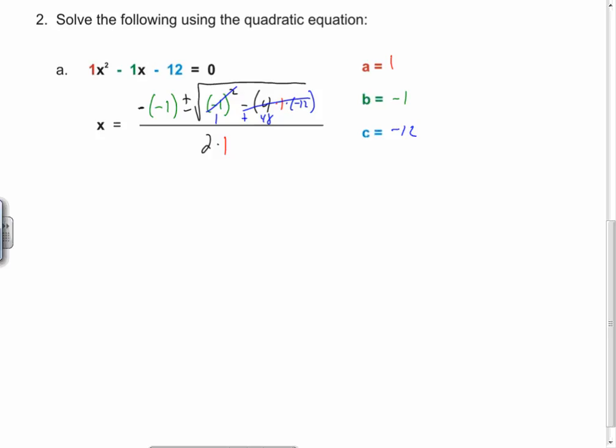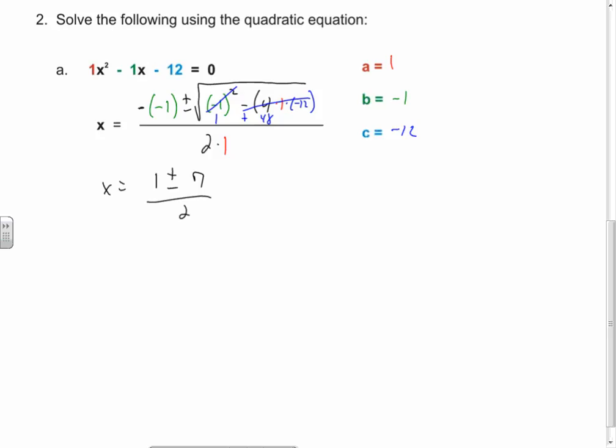And I chose an easy one to get us going here. So the front number is now going to be a positive 1, right? Negative and negative is a positive. Plus or minus, we all know the square root of 49 is 7. And then it's all over 2. And by the way, we could have solved this by factoring. But we're learning the quadratic equation.